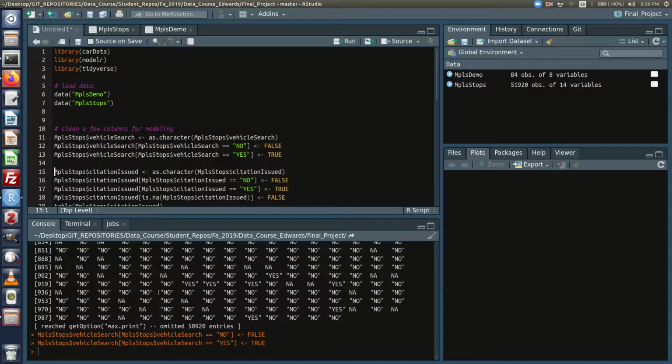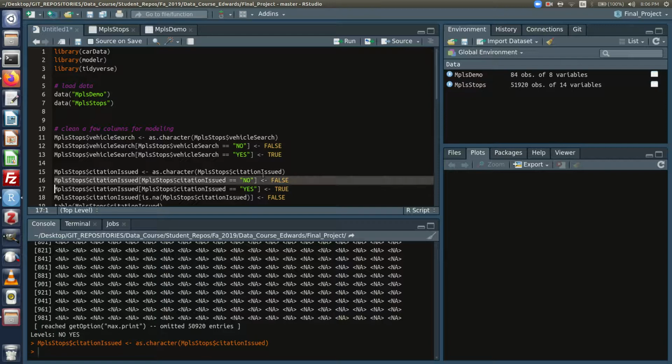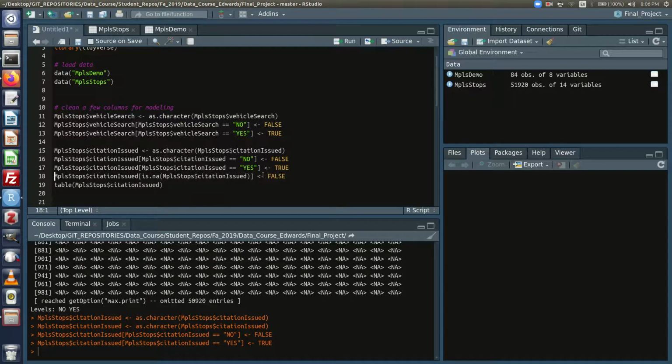Another thing I'm interested in is the probability of a citation being issued when somebody's stopped by police. So look at that, same problem. Levels, no, yes. So convert to character. Citation issued no should be false, yes, true, and then if it's NA, we're going to call that false, because it definitely didn't get entered into the system, so no citation was issued.